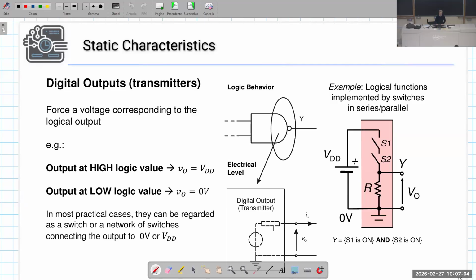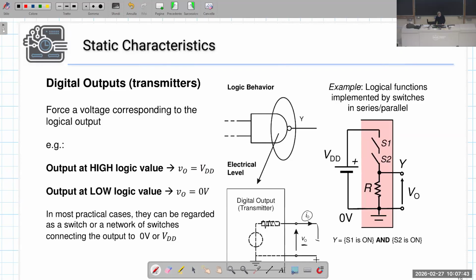Then, this is a voltage source, but it is not an ideal voltage source. So it is characterized by an internal impedance. In the simplest case, this can be an internal resistance, in an equivalent circuit. You remember from circuit theory? So it's a real voltage source. Due to the presence of this impedance, the output voltage may also depend on the current which is drawn or which is sunk by the gate itself.